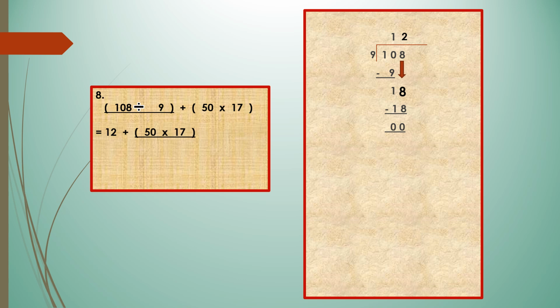Now my next step is to find the product of 50 and 17. Here, when I multiply, I get the final product as 850. So it becomes 12 plus 850. I add up these two numbers and I get 862. So 12 plus 850 is equal to 862, which is my final answer.